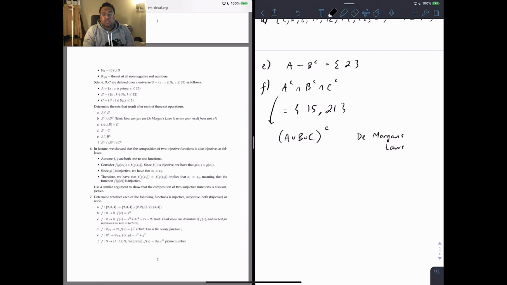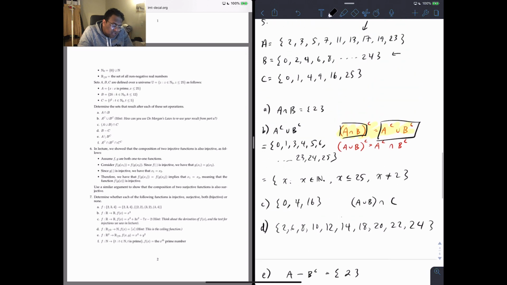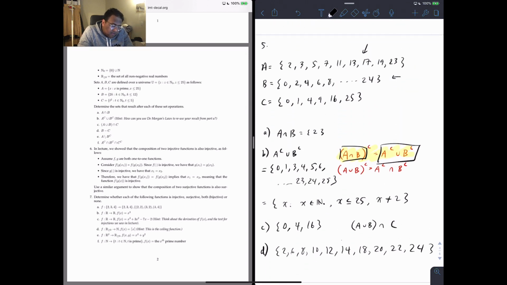I guess we didn't formally show that it holds for a collection of three sets, but this is something we'll look at more when we get to propositional logic. So the complement of A intersected with the complement of B intersected with the complement of C is essentially the set of numbers that are not in any of these sets. And it turns out that the only numbers that satisfy these conditions are 15 and 21.